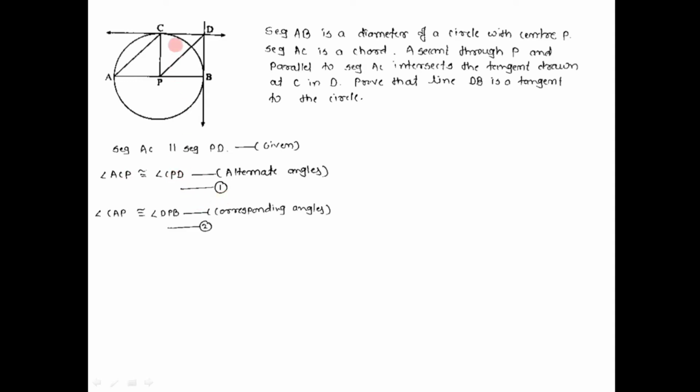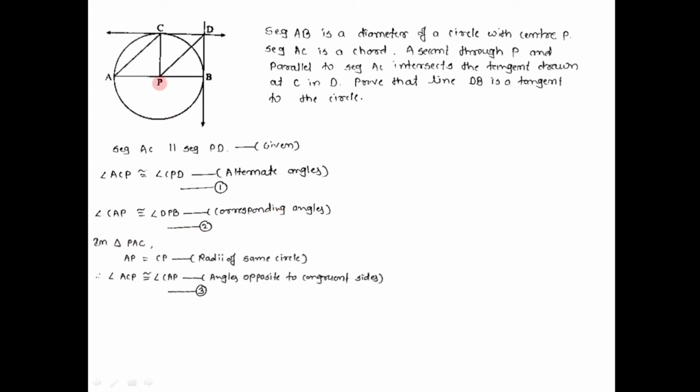In the same way, if we consider again these two parallel lines, and this time consider AB as their transversal, then we have angle CAP and angle DPB. These two angles are corresponding angles, and if two lines are parallel, then the corresponding angles are also congruent. That's why angle CAP is congruent to angle DPB because these are corresponding angles. We'll call this equation number 2.